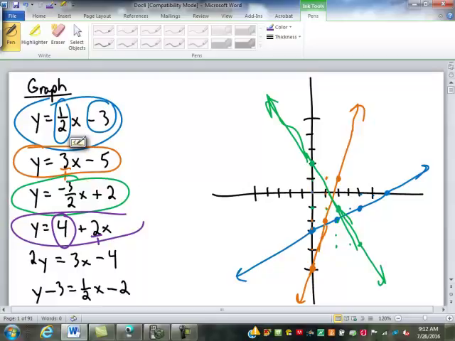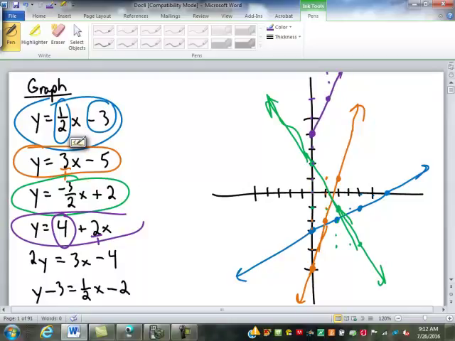So from this middle, from the origin, I go up 1, 2, 3, 4. There's my starting point. And now my slope is 2 over 1. So up 2 over 1. I could do it again, but I'm out of room.